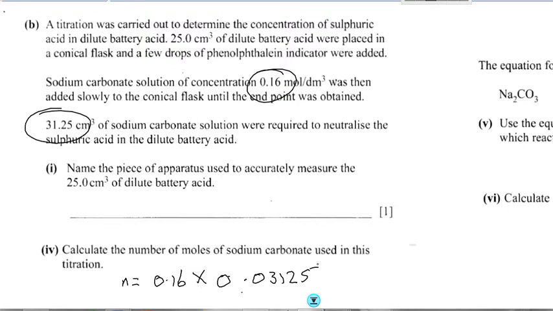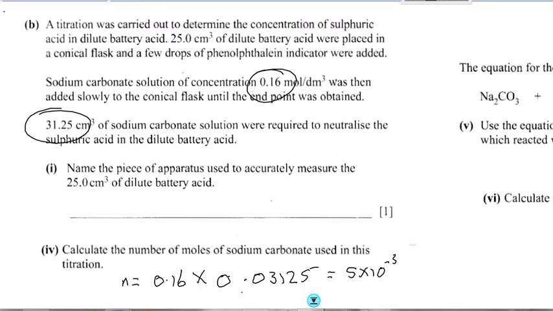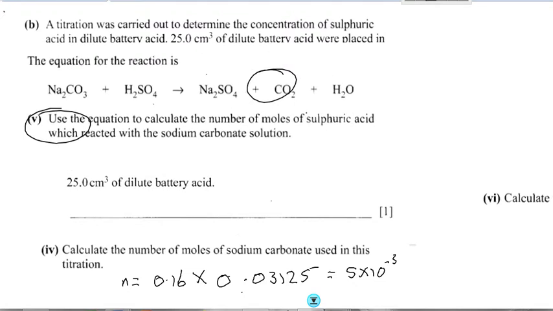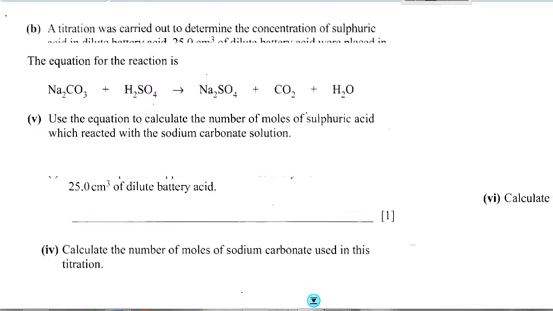Okay, that gives me the number of moles of sodium carbonate used in the titration as 5 times 10 to the minus 3. Again, you can write that as 0.005 if you want. That's purely up to personal preference. Okay, so into the next part of the question then.